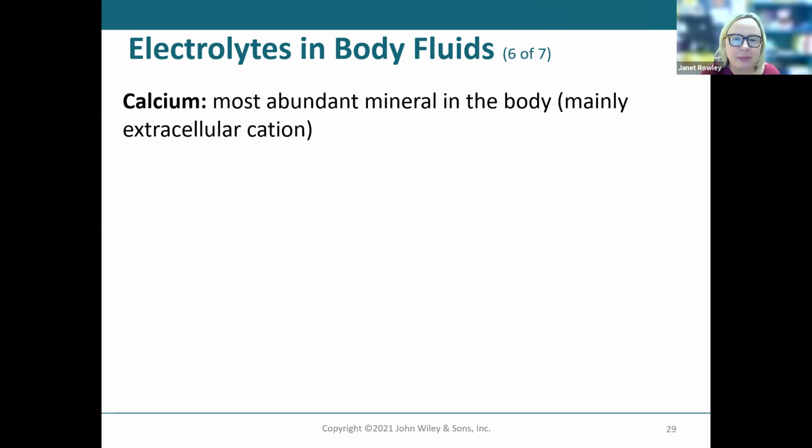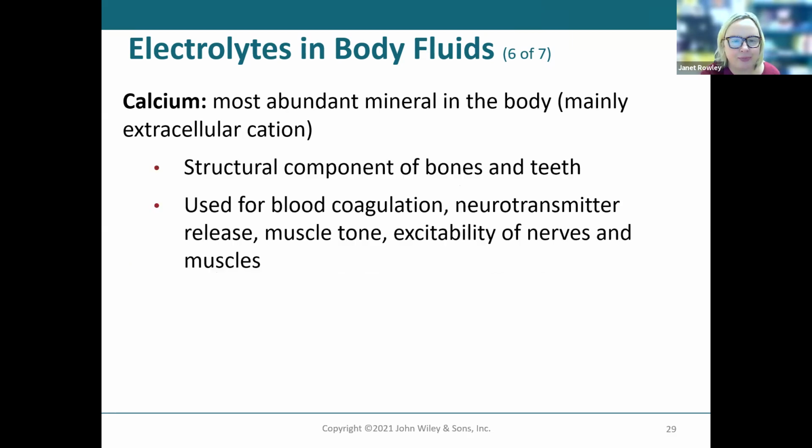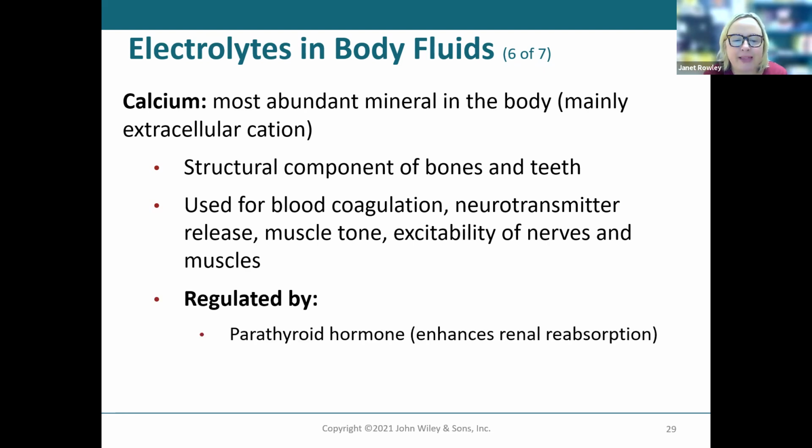Calcium is the most abundant mineral in the body, and it's mainly an extracellular cation. It's a structural component of bones and teeth. It's used for blood coagulation, neurotransmitter release, muscle tone, and excitability of our nerves and muscles. Calcium is regulated by the parathyroid hormone, PTH, which enhances the renal absorption of calcium. And calcitriol promotes the absorption of calcium in our digestive tract.